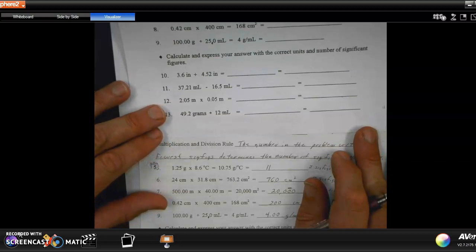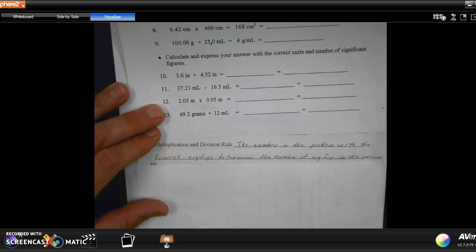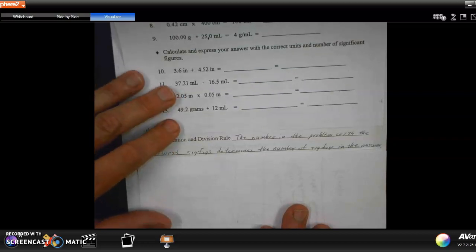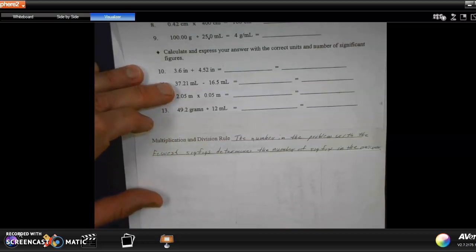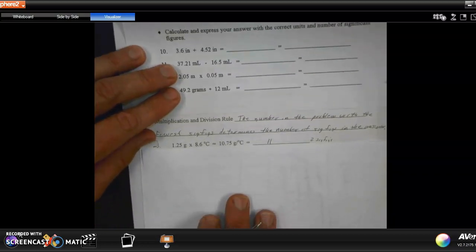All right, now, the multiplication and division rule. Very similar to that of the addition and subtraction, except it's going to be with sig figs. So the number in the problem with the fewest sig figs determines the number of sig figs in the answer. Okay? So instead of having places past the decimal, you're going to have fewest number of sig figs.